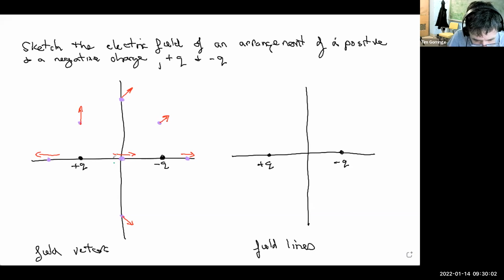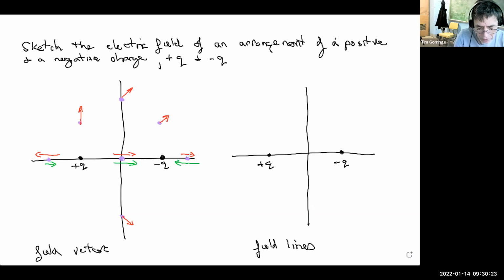Start at the center. Field's going to look like this. It's pointing towards the negative charge, and because we're pretty close, it's pretty strong. Over here on the left, the field will look like this. Over here on the right, the field will look like this.